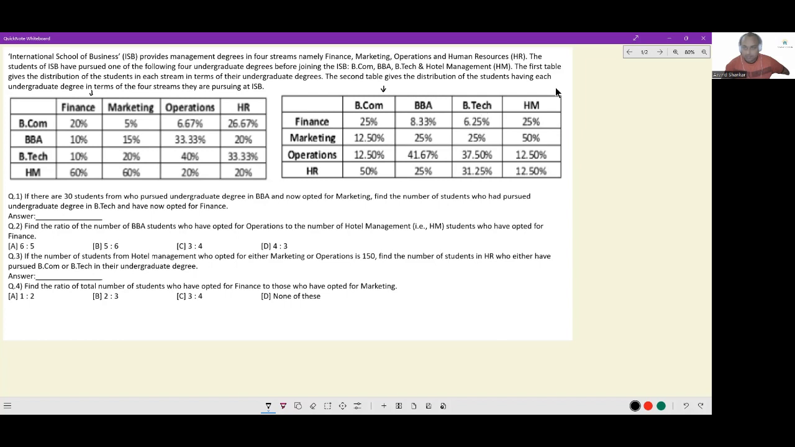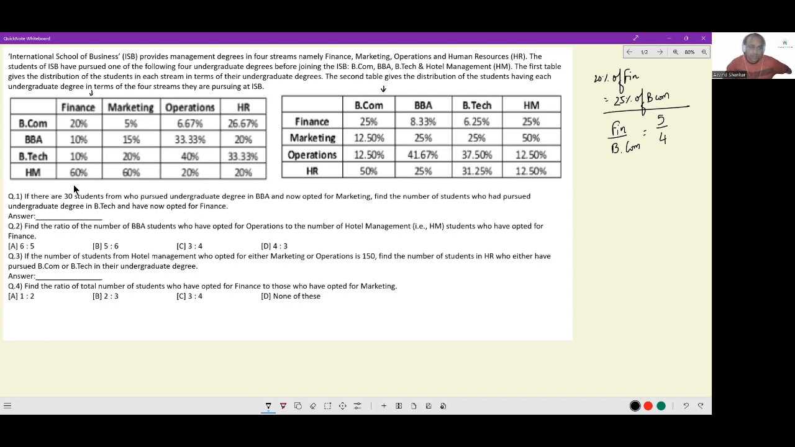At this time, can I say 20% of finance is equal to 25% of BCom, or the population of finance and BCom? The population of finance and BCom is in the ratio finance by BCom is 5:4. Finance and BCom, their total population is in the ratio 5:4. Once you can figure that out, then you can simply assume values.